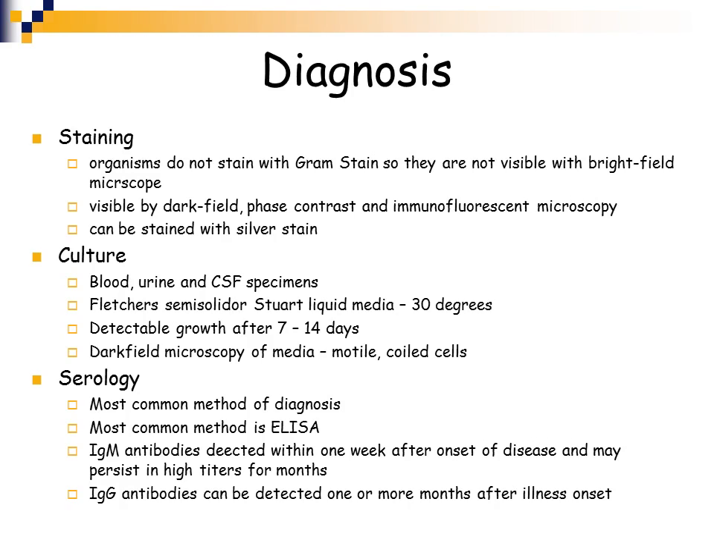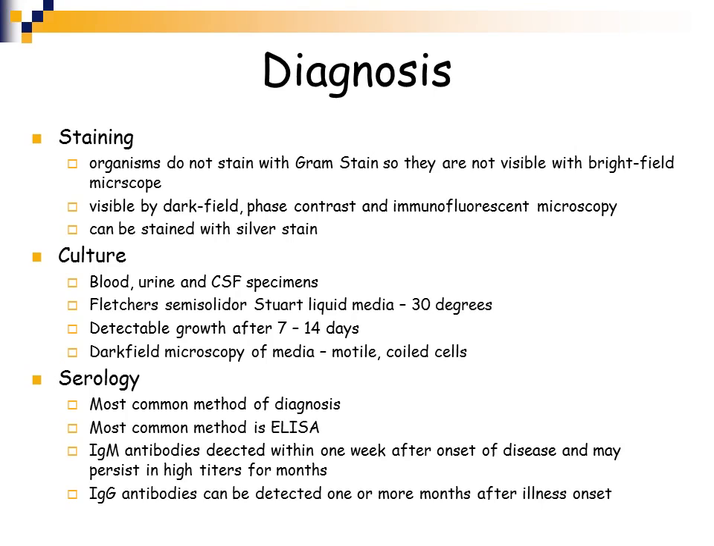Diagnosis of leptospirosis usually occurs through serology. That's the more common way that you would diagnose leptospirosis in a clinical laboratory. So the common method is ELISA, or enzyme-linked immunosorbent assay, where you would be looking for IgM antibodies within 1 week after the onset of disease, and the IgM antibodies may persist for months. You can also detect IgG antibodies either 1 or more months after an individual has been infected.